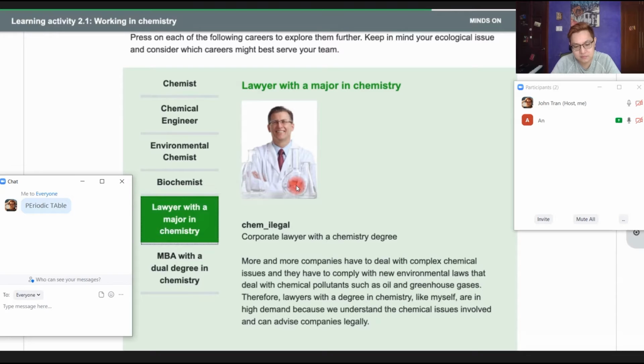Corporate lawyer with a chemistry degree. More and more companies have to deal with complex chemical issues and they have to comply with new environmental laws that deal with chemical pollution such as oil and greenhouse gases. Therefore, lawyers with a degree in chemistry like myself are in high demand because we understand the chemical issues involved and can advise companies legally.